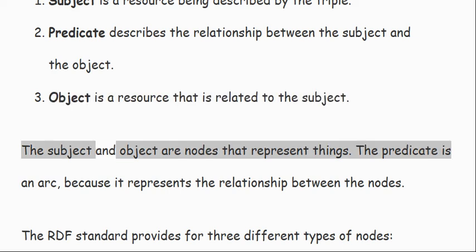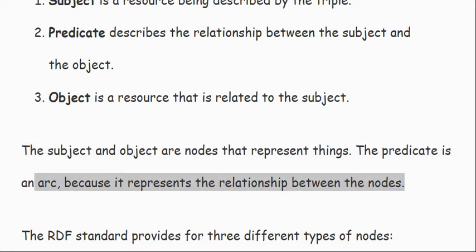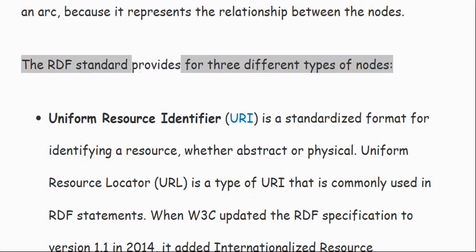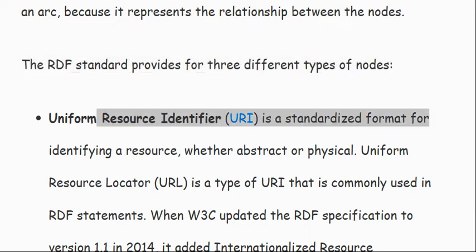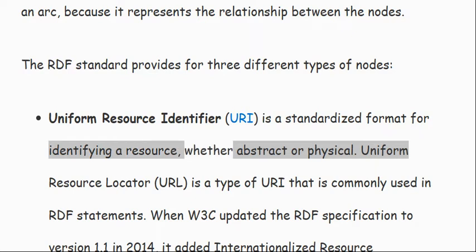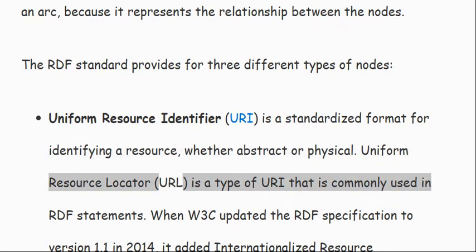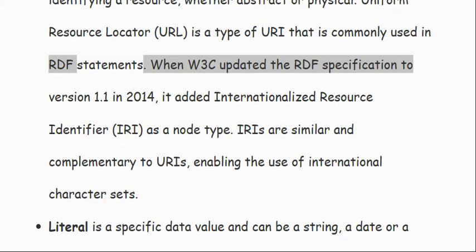The subject and object are nodes that represent things. The predicate is an arc because it represents the relationship between the nodes. The RDF standard provides for three different types of nodes. Uniform Resource Identifier (URI) is a standardized format for identifying a resource, whether abstract or physical. Uniform Resource Locator (URL) is a type of URI that is commonly used in RDF statements.